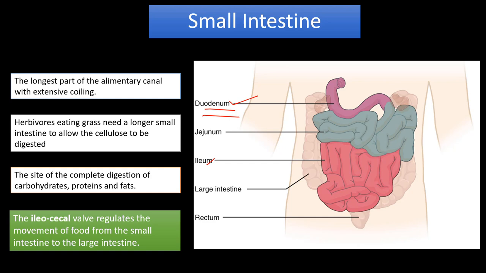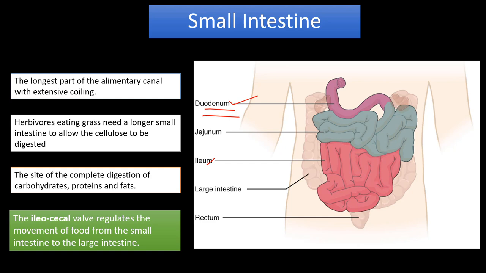Now you have to understand one thing here, that herbivores typically consume grasses or plants, and these contain a large amount of cellulose. Cellulose digestion takes a longer time, and that's why the length of the small intestine is typically larger in herbivores compared to carnivores. In carnivores, meat digestion takes less time. Now the small intestine also acts as the site of complete digestion of carbohydrates, proteins, and fats. Very important, a direct question can be asked.